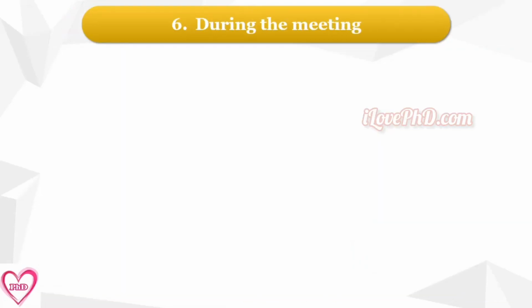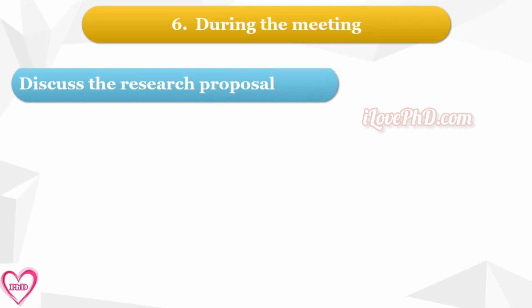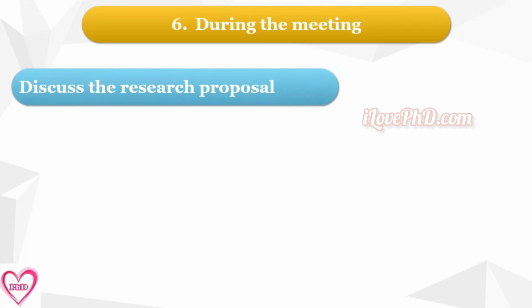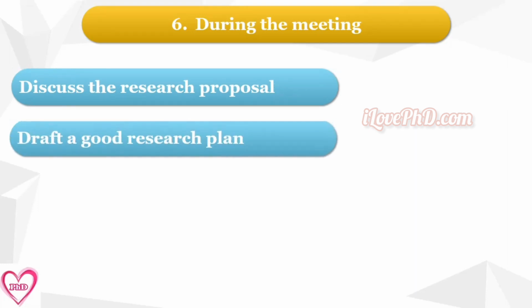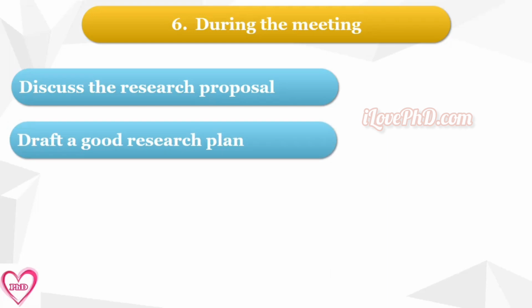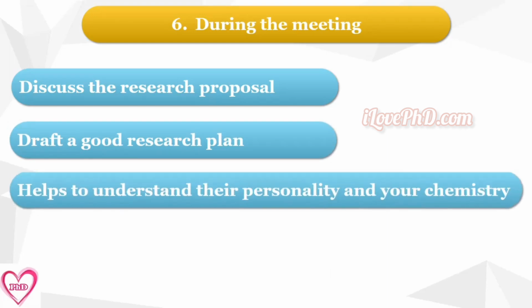If you are able to meet your potential supervisor, discuss your research proposal. For that, you need to have a good research plan of what you want to achieve with your PhD research. Meeting them in person is a great way of gauging their personality and your chemistry. You are going to work with them for a minimum of 3 years, so you can make sure you are going to get on with them.